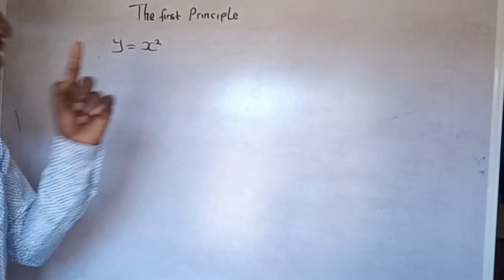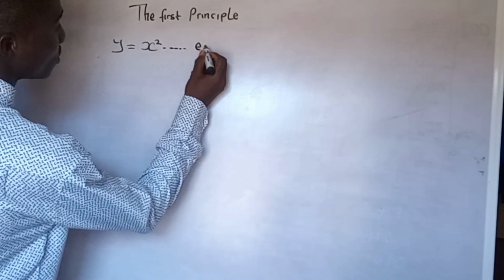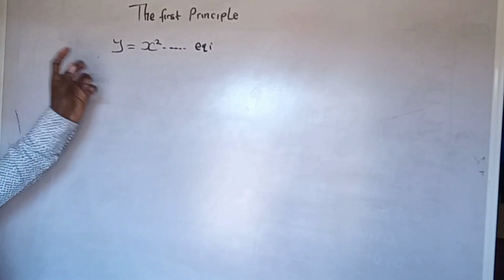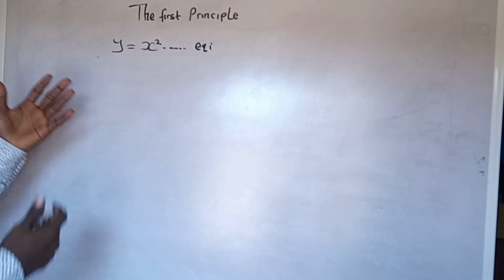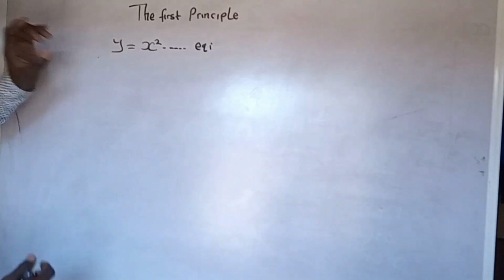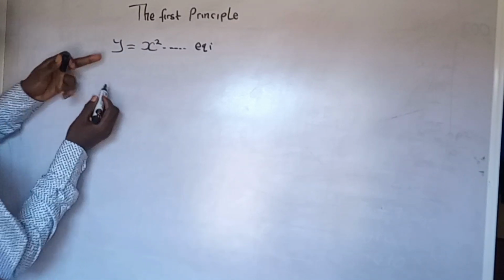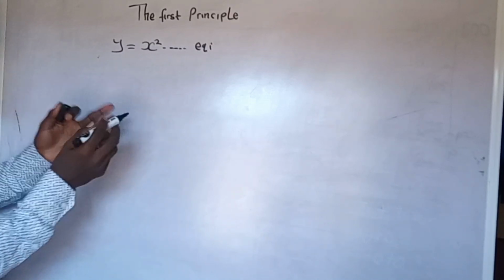Call this equation 1. Now, this means anywhere I see x, I will input x plus delta x, and anywhere I see y, I will input y plus delta y in equation 1. Don't forget, this is the question I was told to differentiate. Let's proceed. So instead of y here, I'm going to have y plus delta y.